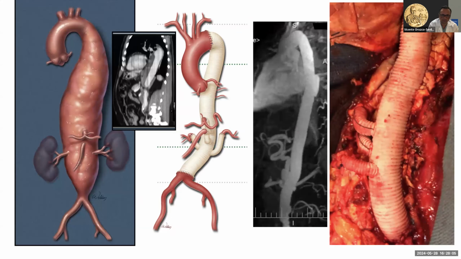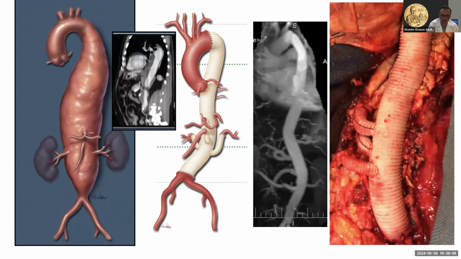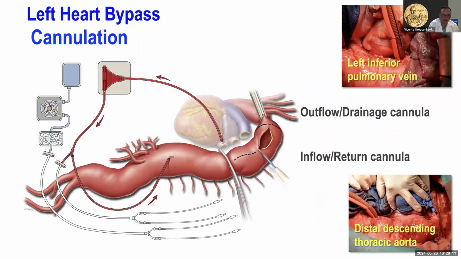So this is what many of you saw us doing in completing these cases. But what I want to mention is that for the left heart bypass, we use the left atrium, and we use either femoral or direct cannulation of the aorta to go on our circuit.